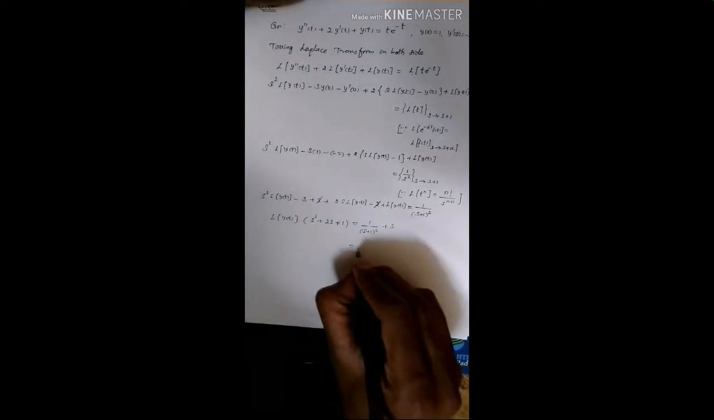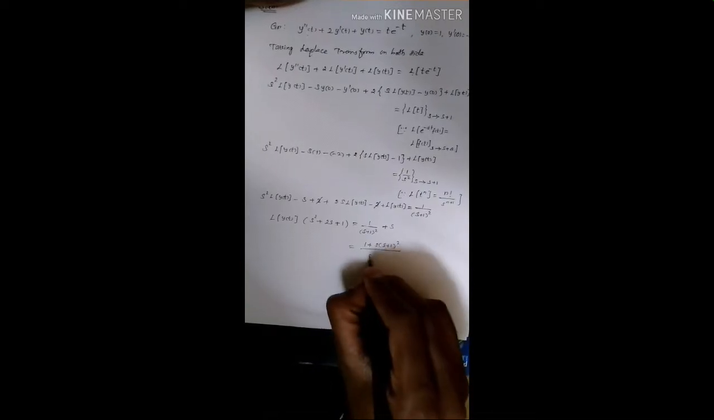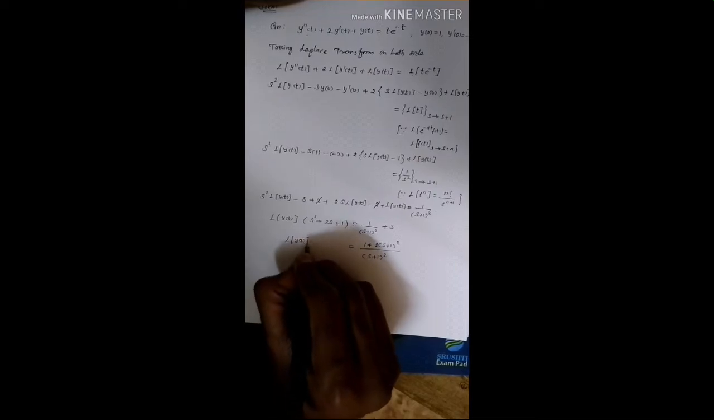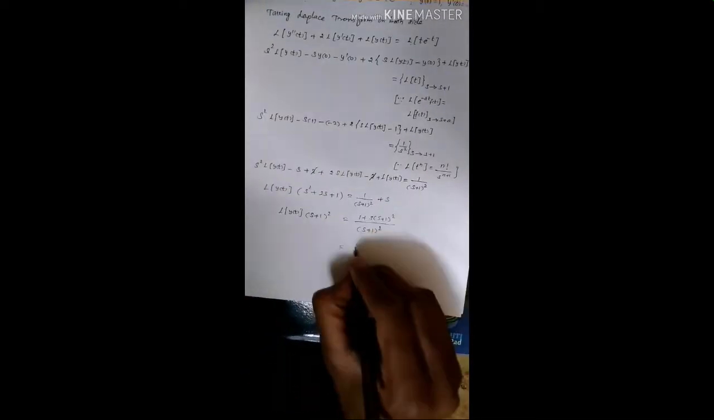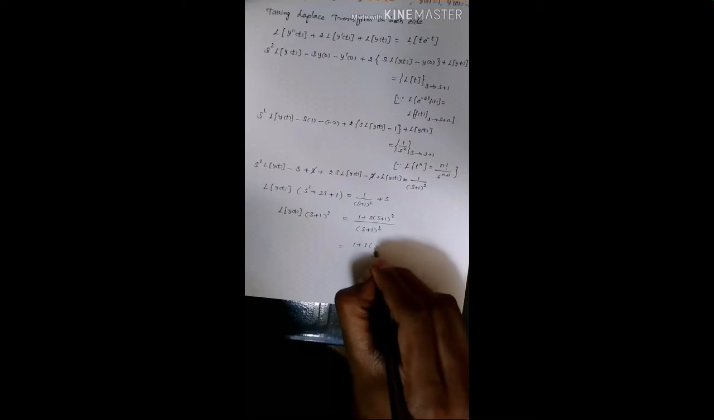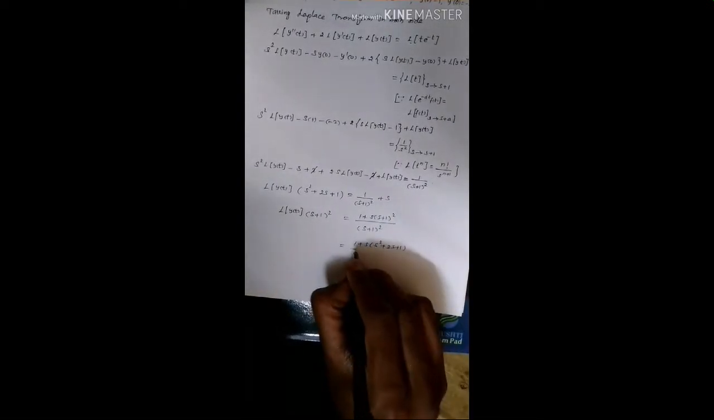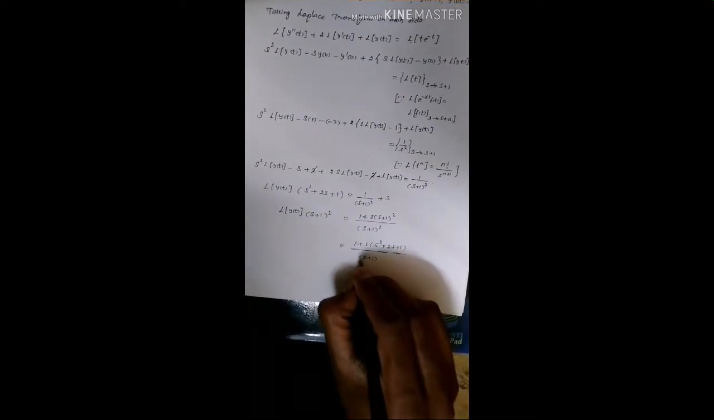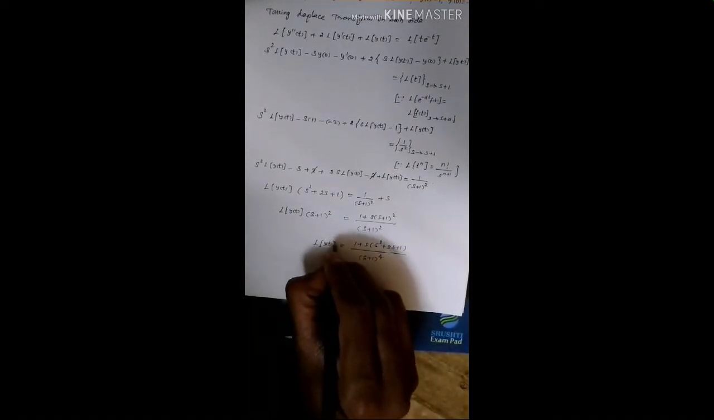So in the next line, take the LCM for this one: (1 plus s) into (s plus 1) whole square, whole thing divided by (s plus 1) whole square, and in the left hand side L of y of t equals s square plus 2s plus 1, which is nothing but (s plus 1) whole square. So next line, expand this numerator, 1 plus s into (s square plus 2s plus 1), using the a plus b whole square formula, whole thing divided by (s plus 1) whole square. If you take this (s plus 1) whole square here, it gives (s plus 1) whole power 4. This is the value of L of y of t.